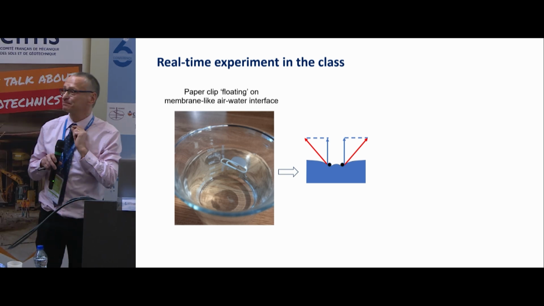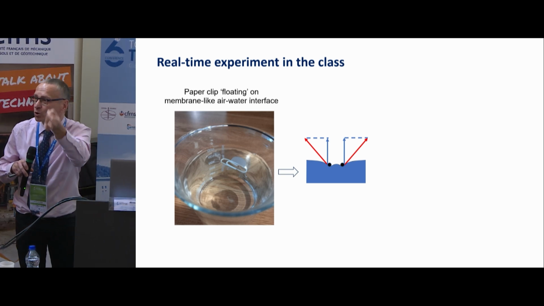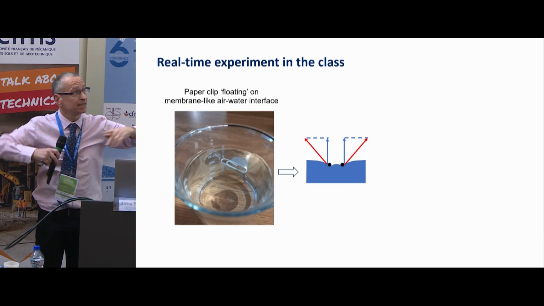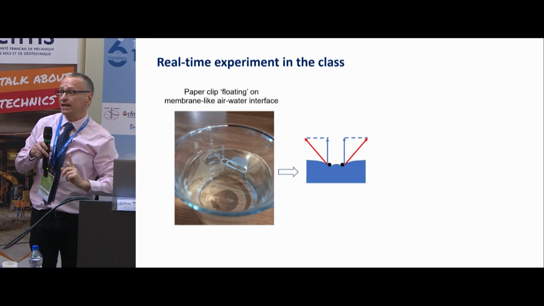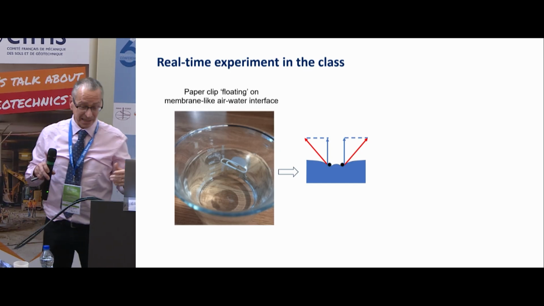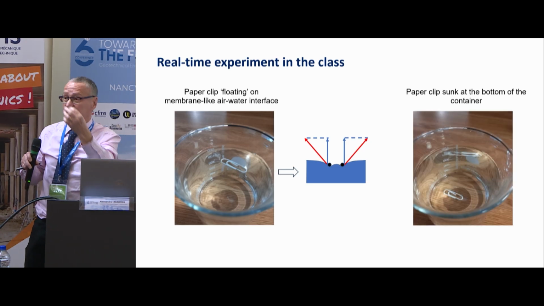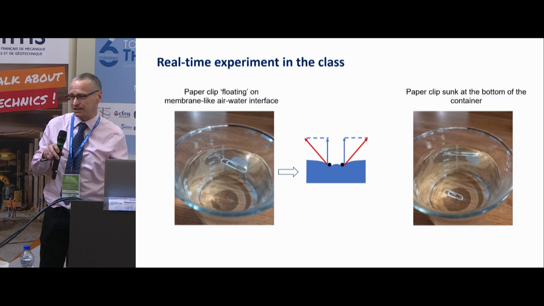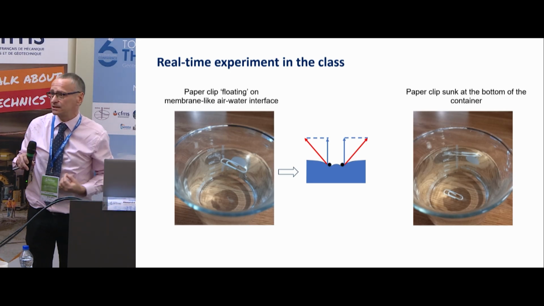So this is a paper clip that is floating on water. And the reason why it is floating is that the membrane is bending, and the surface tension is generating a vertical component that is counterbalancing the weight. It's really surface tension, because if you put it down, of course, it is going to sink, because the density of the iron is much higher than the density of the water.